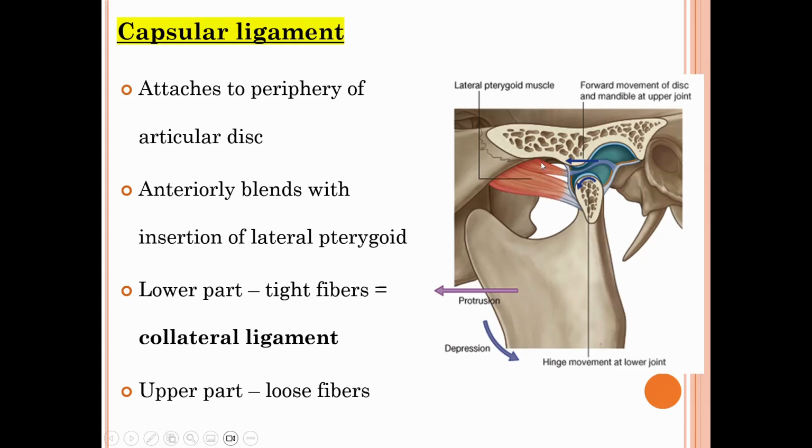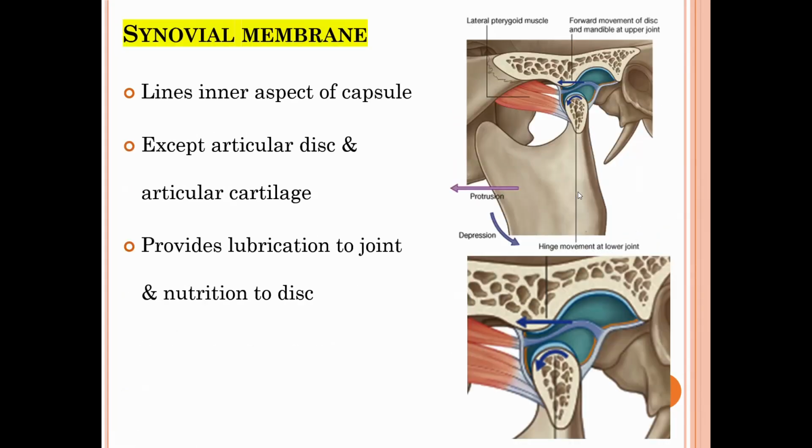Okay, you can see here the two parts of the lateral pterygoid, the superior and the inferior head. These are the parts of the lateral pterygoid which are inserting here into the neck of the mandible.